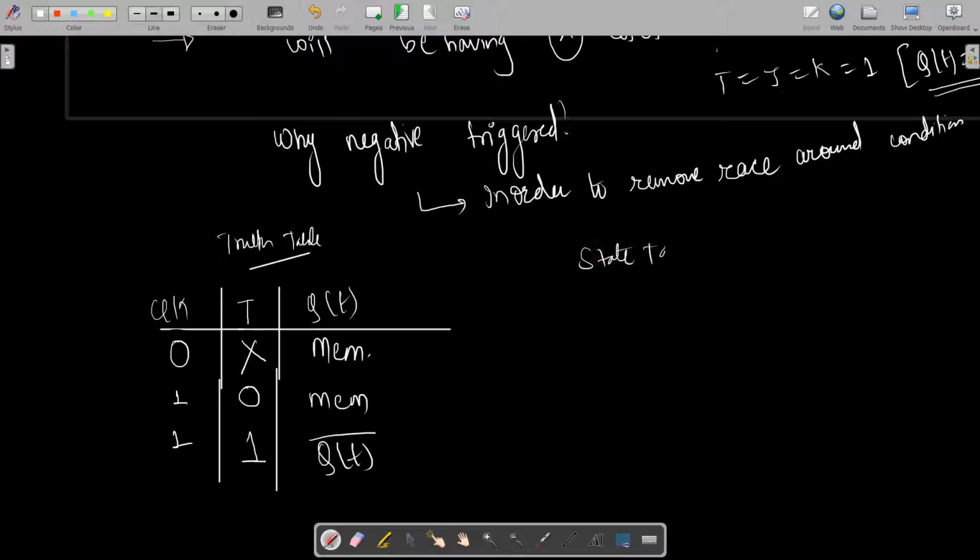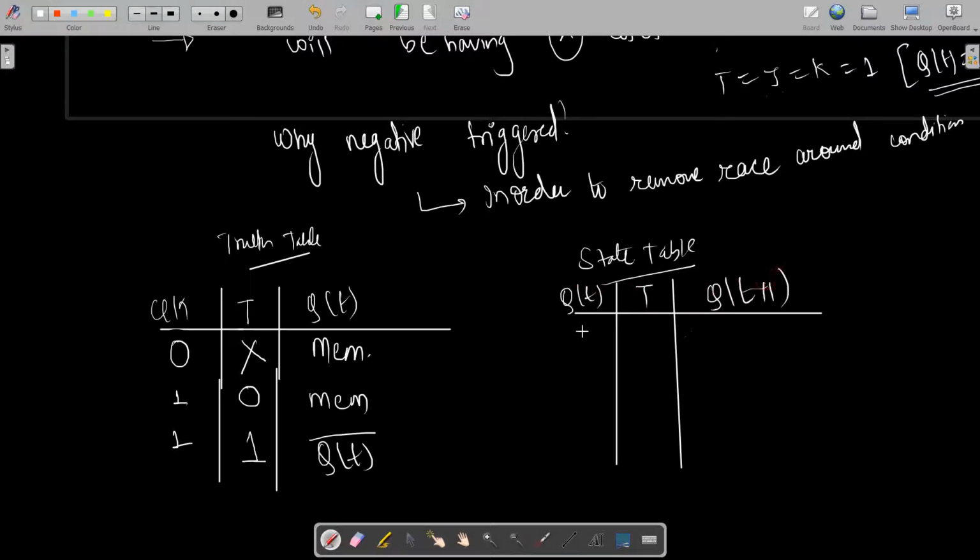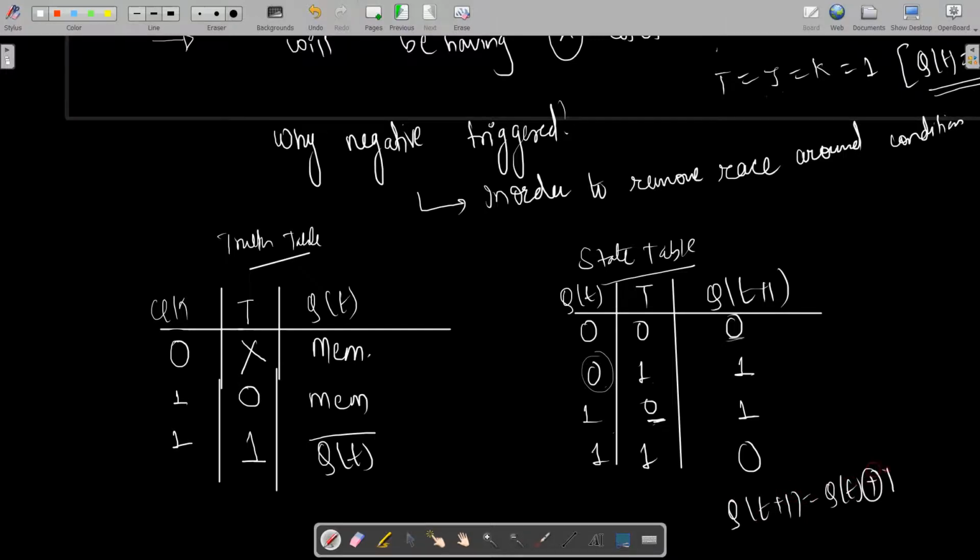So what would be the state table? The state table would have the inputs: this is my Q of t, this is my T, and this is my Q of t plus 1. The inputs are 0 0, 0 1, 1 0 and 1 1. As T is 0, it will hold the value. When 1, it will toggle, 0 becomes 1. If 0, it will hold the value, and if it is 1, it will toggle the value. So as you can see, for 0 0 the output is 0, for 0 1 the output is 1, for 1 0 the output is 1, and for 1 1 it is 0. That means Q of t plus 1 is nothing but Q of t XOR T.